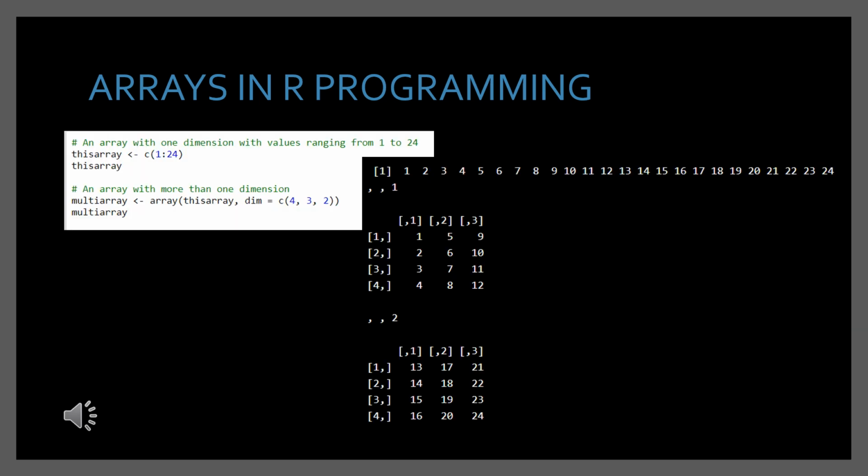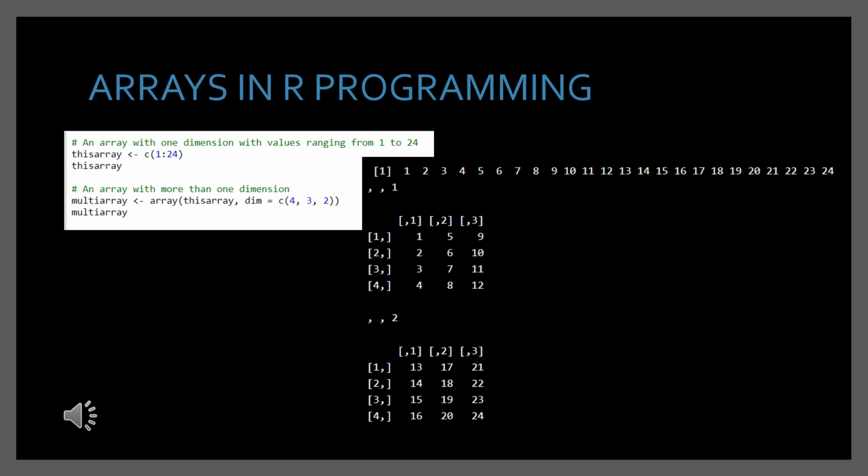In R programming, we have one array with one dimension with values ranging from 1 to 24. So this is the array variable's name. We are initializing the values with c(1:24), so values from 1 to 24 will be listed here. As you see in the right side example output, you can see that.